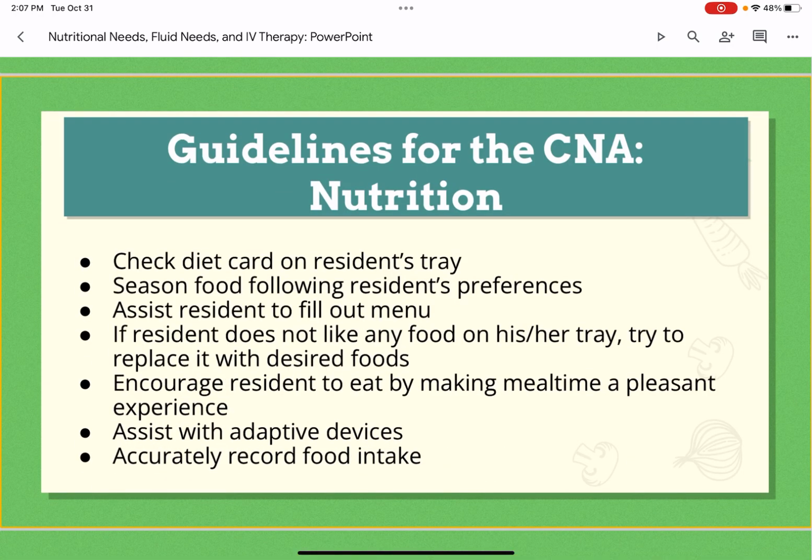Some guidelines for the CNA in regards to nutrition are to check the diet card on the resident's tray, season the food following the resident's preferences, allow the resident to fill out their menu. If a resident doesn't like any of the food on his or her tray, try to replace it with desired foods. Of course, check with the nurse first to ensure that they're allowed. Encourage the resident to eat by making mealtime a pleasant experience. Assist with adaptive devices, and accurately record food intake.